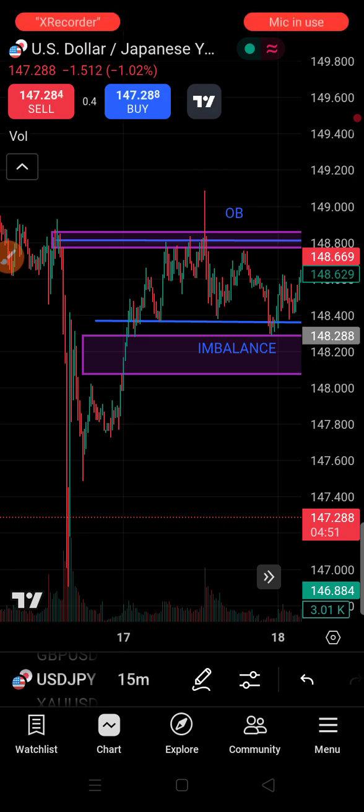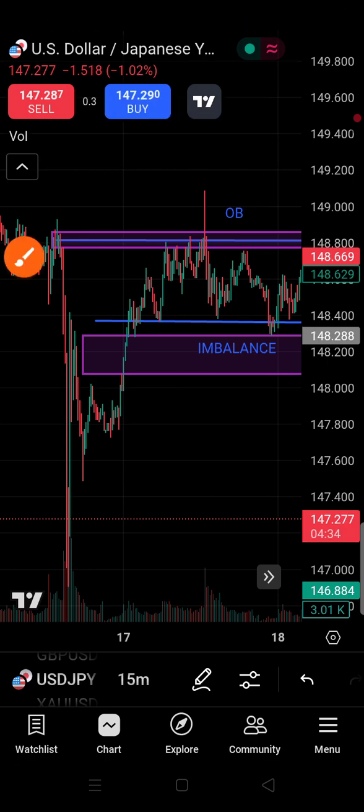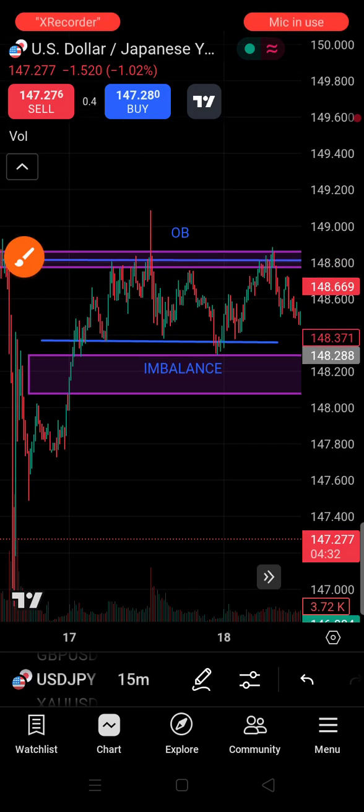And also, after the retest of this double bottom, that is the break of the neckline, this is the neckline I'm talking about here. After the break of the neckline, the market retested and then created another imbalance. All right, it created another imbalance at this area.